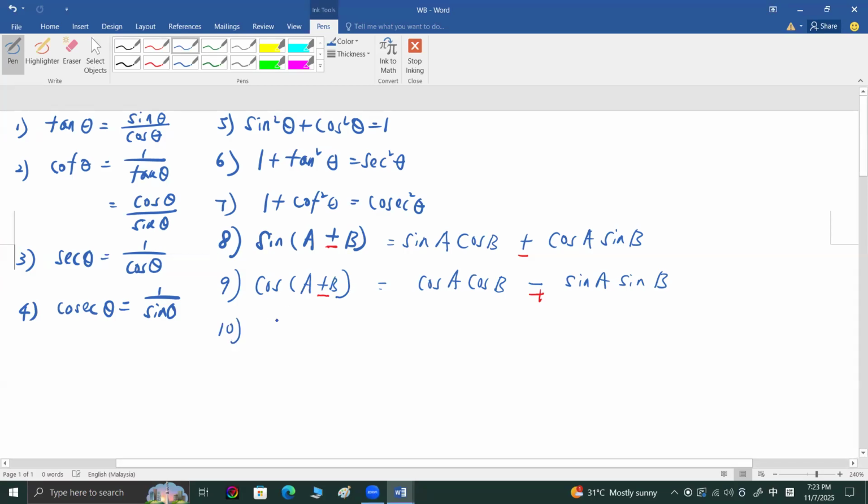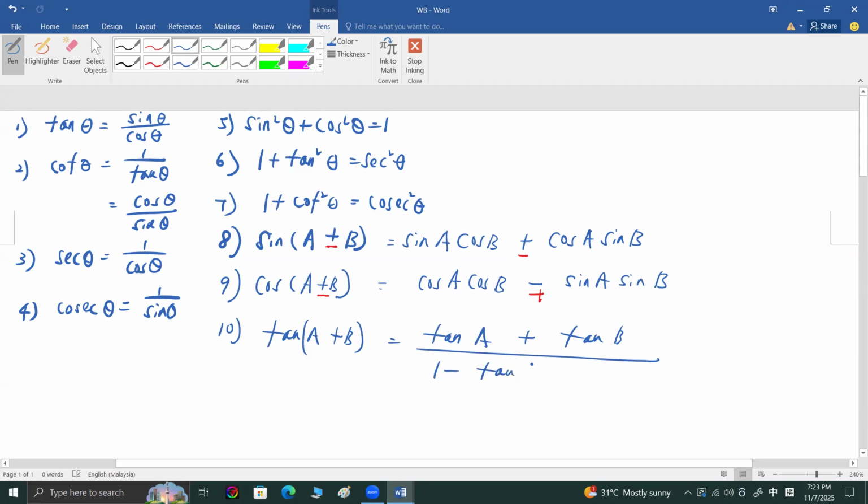Next, we go tangent. Okay, so tangent A plus B. I got tangent A plus tangent B over, here plus, right? Down there is minus. 1 minus tangent A, tangent B. If here minus, so here minus, down there reversed, plus. Okay, this is what I meant, the 6 formulas here.